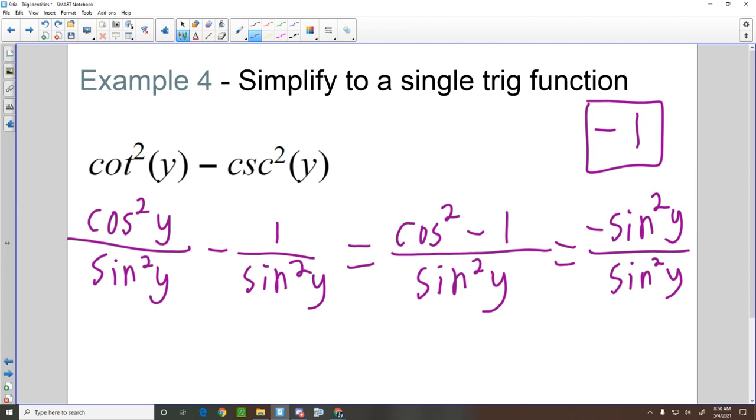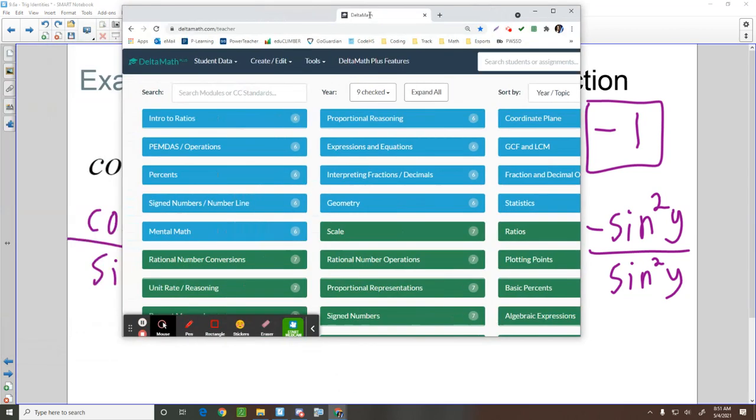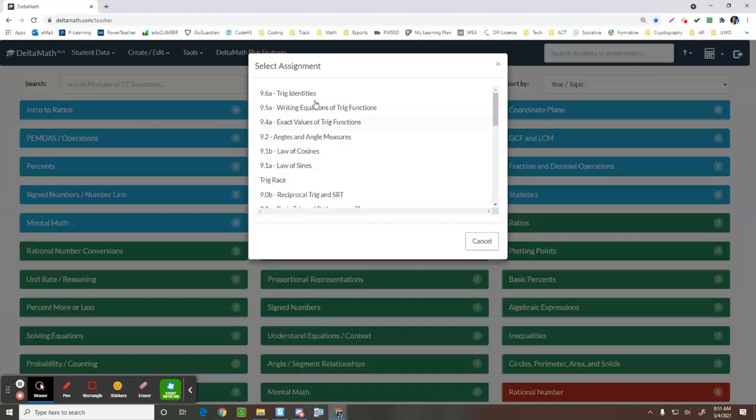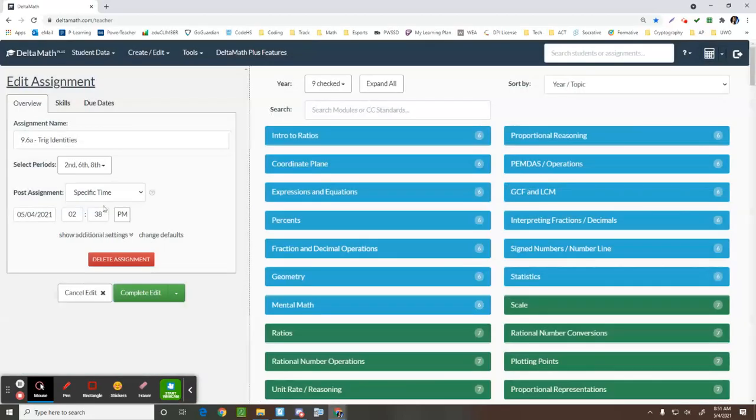Now, everything you try won't always work out nicely like this. But for the most part, the more of these you do, the easier they get. So guess what I have for you all now? Delta Math. What? Is it unlocked? Let's take a look. Trig identities. Yeah, we'll open that up right now for you.